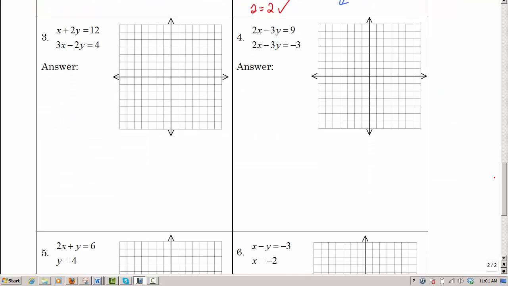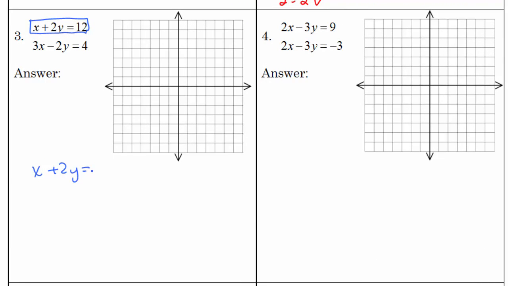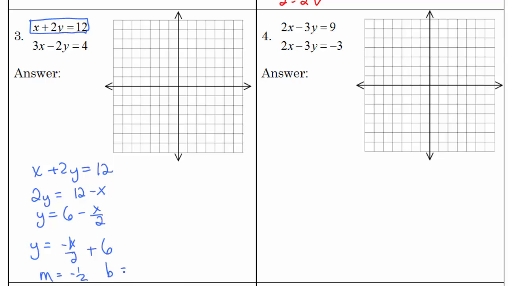Let's look at these two. These are not solved for y. So again, I could use a table of values, intercepts, but I think I'm going to solve this for y. So I've given myself a little extra room here. So I'm going to subtract x. I'm going to divide by 2. I'm going to rearrange it. And remember, that's a 1. So my slope is negative 1/2 and my b is 6. Remember, we do b on the y axis, and then I'm going to go down 1 and over 2.